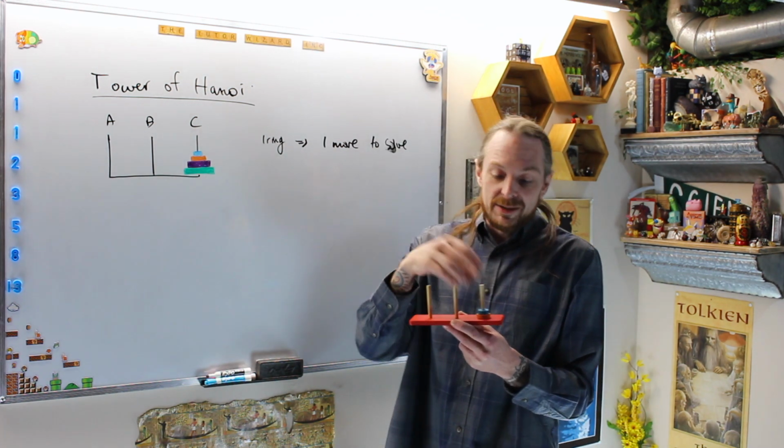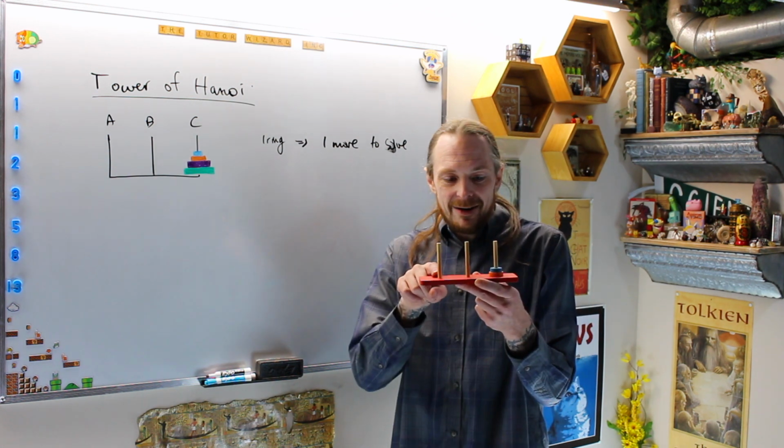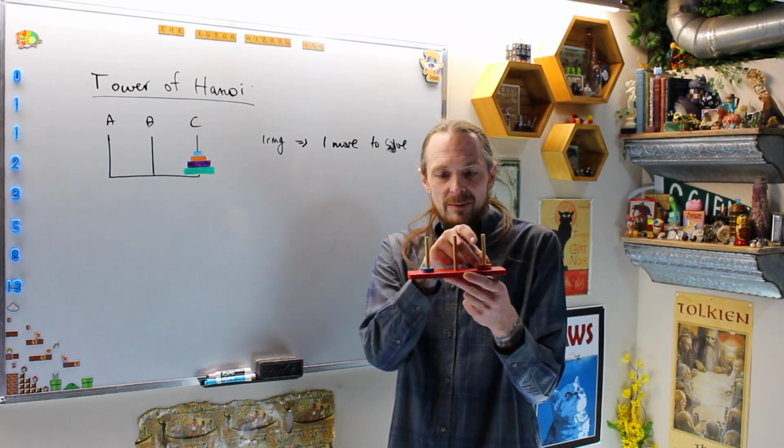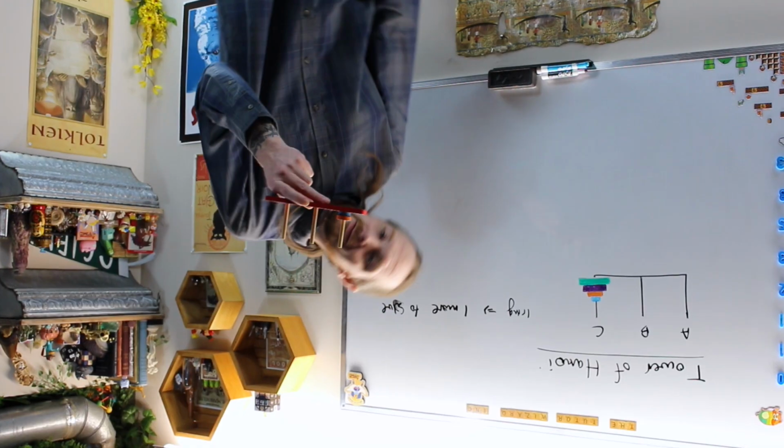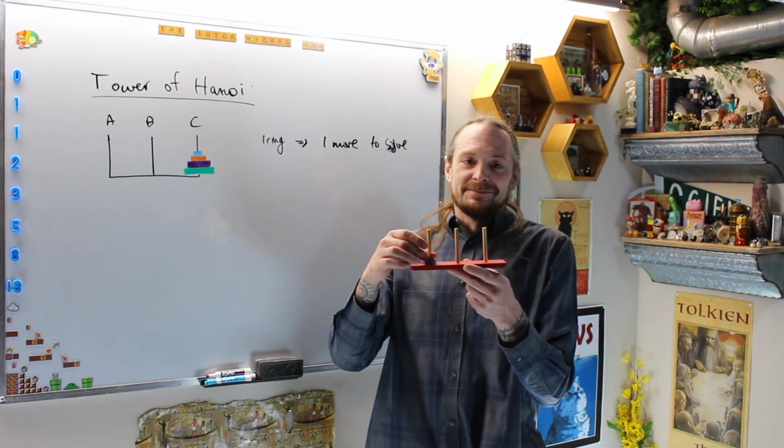Now let's do 2. What comes after 1? 2. Now I have 2 rings. I haven't moved to here, but I can't do this now, because if I would try to do that, oh, that's not the solution. That's the solution upside down.